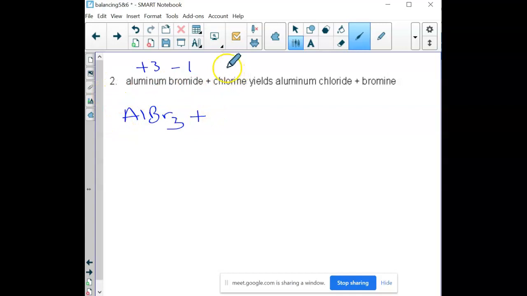Okay? Chlorine by itself. So I'm doing Cl. I pause and say, is it a Brinkelhoff? Yes or no? Yes. So it has to be Cl2. Yields tells me to draw an arrow. Aluminum chloride is +3 and -1. So I'm going to crisscross reduce that.